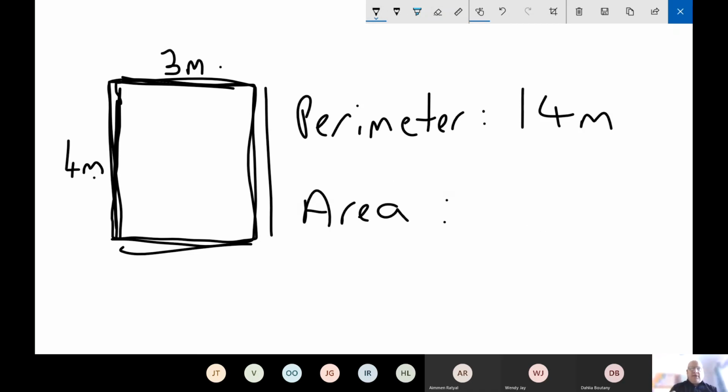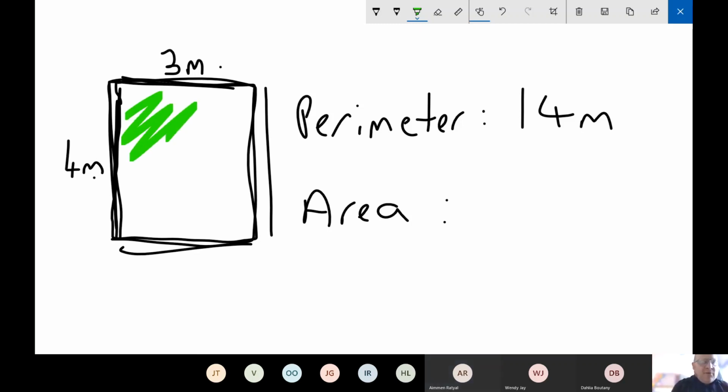Area. So if perimeter is the outside, anybody want to tell me in the chat where the area is or what we're working out with the area? Nothing's come through just yet. That's good. Slightly more difficult, the area. So Joe said the inside, Hafiza said multiply the sides. Brilliant. Both of those are spot on.